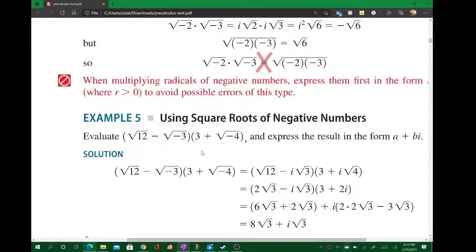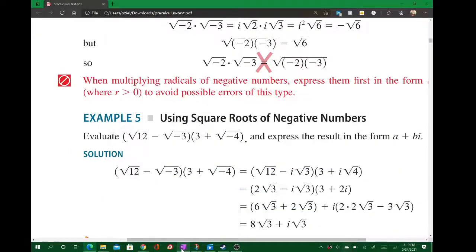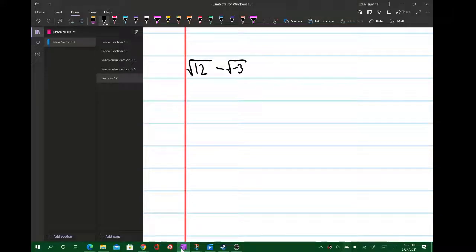So let's do this one. The square root of 12 minus the square root of negative 3, times 3 plus the square root of negative 4.